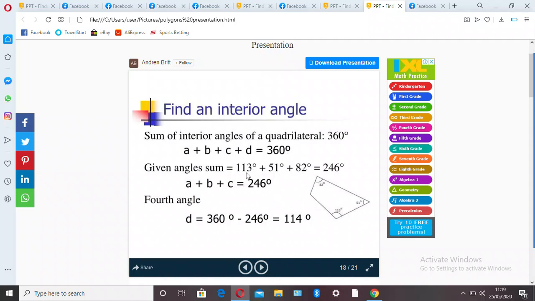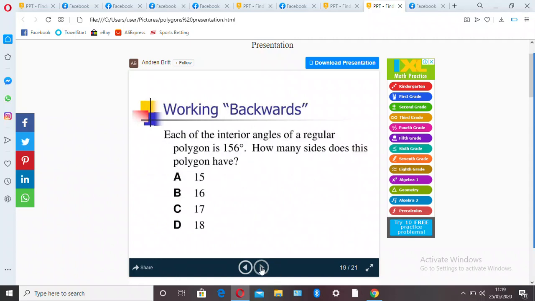Okay, so I have A to be 113 degrees, this is 51 degrees plus 82 degrees. When I add all that together, it gives me 246 degrees. So that is A plus B plus C, and I'm looking for D, the fourth angle. The total of the three I have found, which is 246 degrees, I'm just going to take out of 360 degrees. And then I have my D equals 114 degrees. That is it right there.